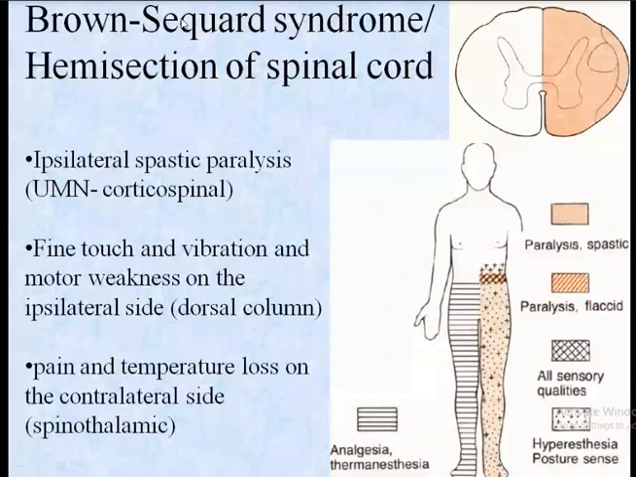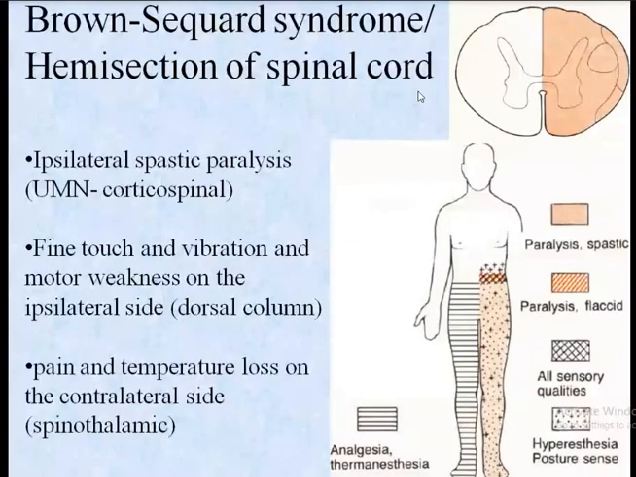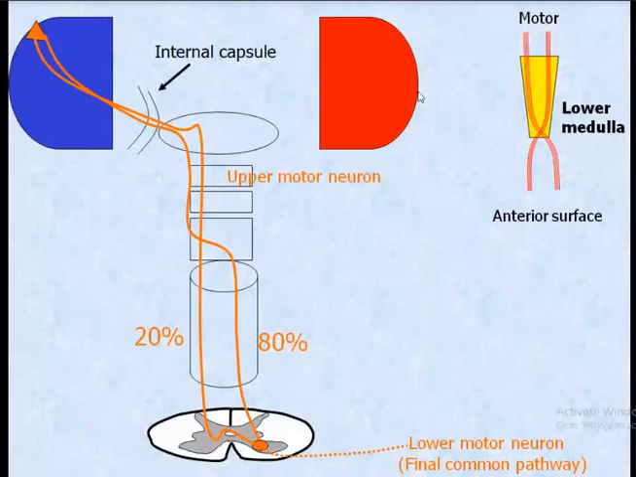Tabes dorsalis, which is also known as dorsalis syphilis. This is a rare disease where there is slow degeneration, specifically demyelination of the dorsal column pathway. Okay, demyelination of the dorsal column pathway, and obviously it results in a positive Romberg's sign. So Romberg's sign, last time we mentioned what Romberg's sign is. What happens in this case? In the last lecture we even showed the pictures when we started the dorsal column pathway, isn't it? Dorsal column pathway.